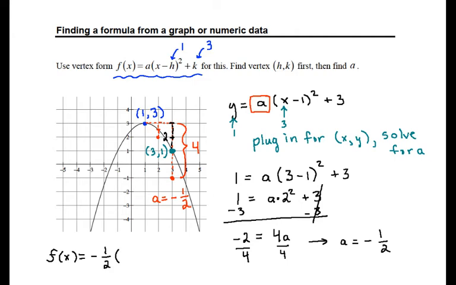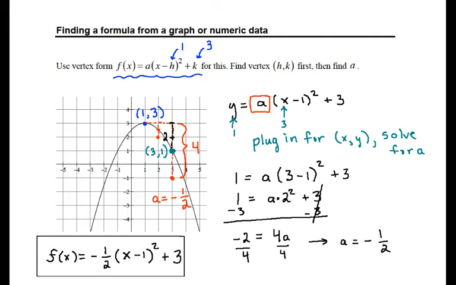x minus h is x minus 1 quantity squared, and then plus k is plus 3. And I have a function from a graph. You can see the analytic approach where we just look at the graph is much quicker. You can glance at a graph and very quickly tell its whole formula without any computations. But this other method is a good backup method.